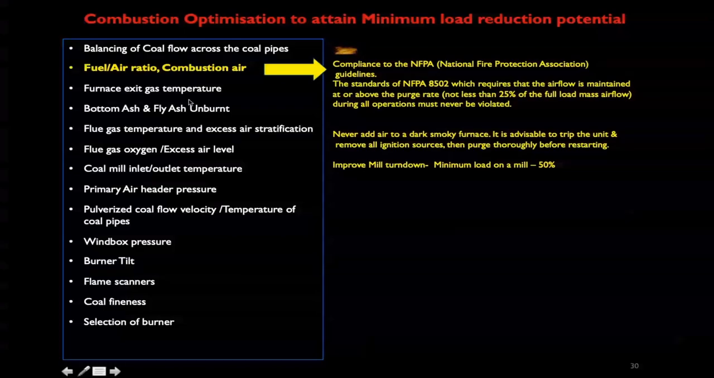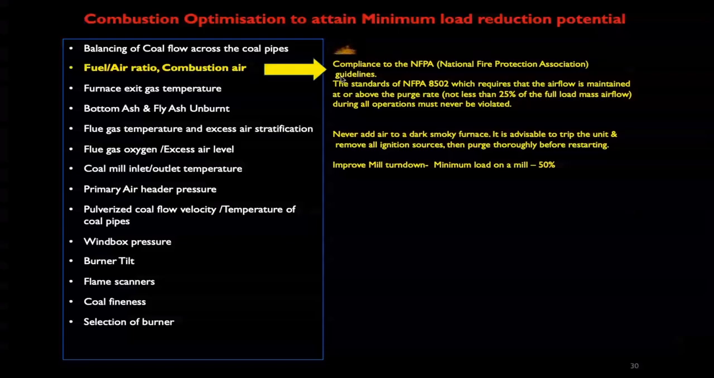Fuel air combustion ratio. This is designed as per the compliance of NFPA code, NFPA 8502, which requires that the airflow is maintained at or above the purge rate. That means not less than 25% of full load mass flow during all operations, be it for the mill or for the boiler. This is a guideline for safety. So the turndown ratio of the mill is limited to this consideration.